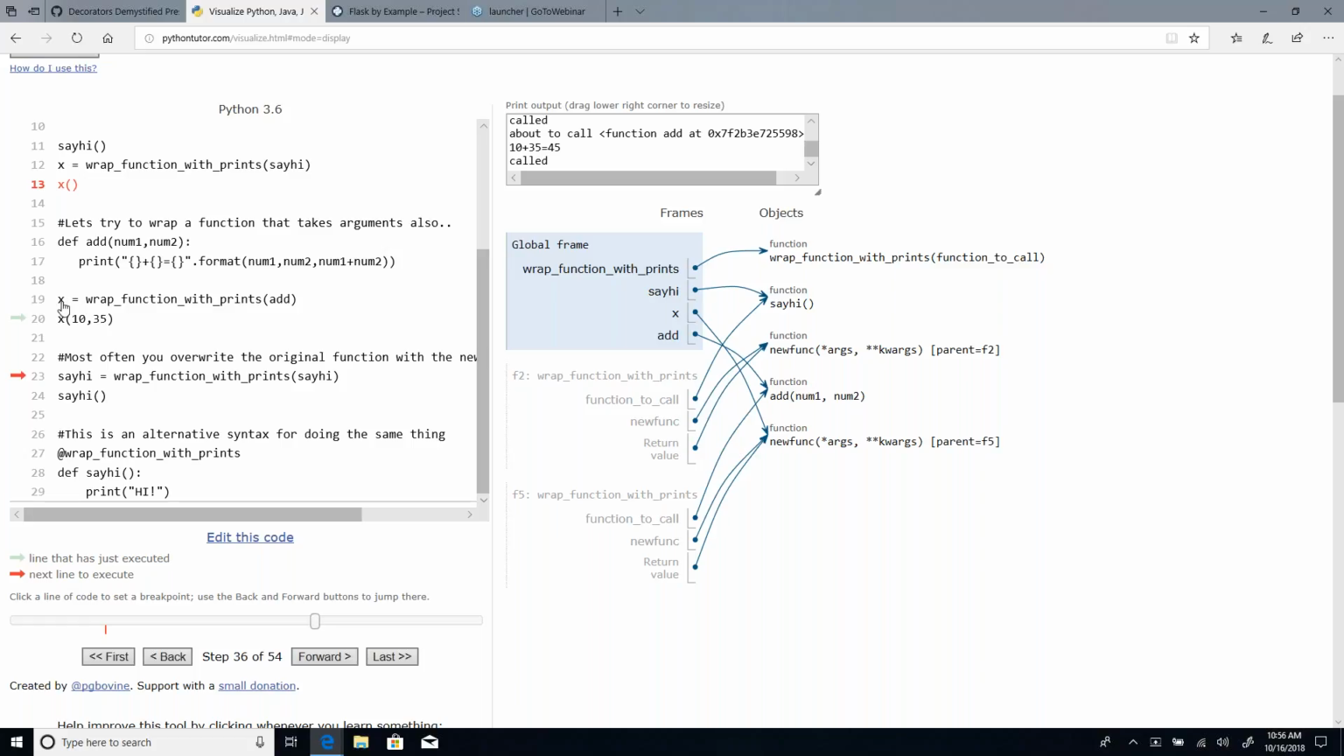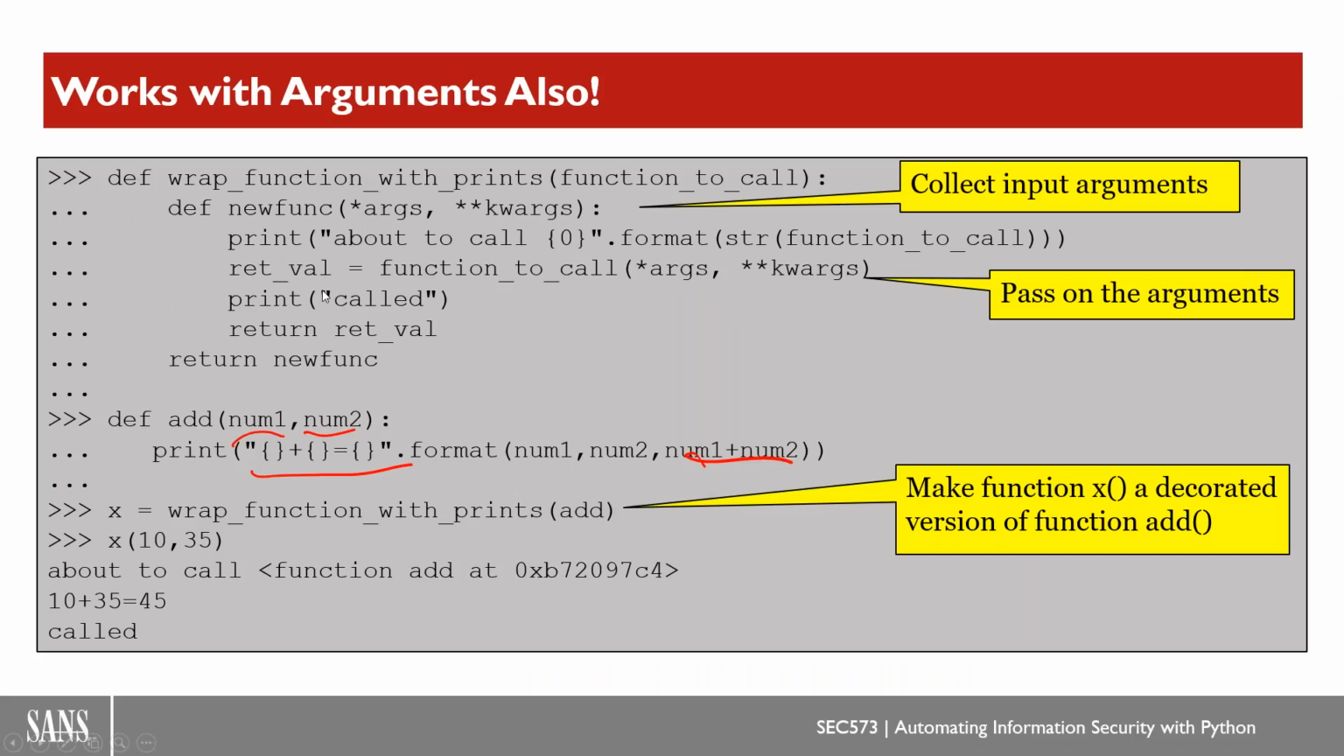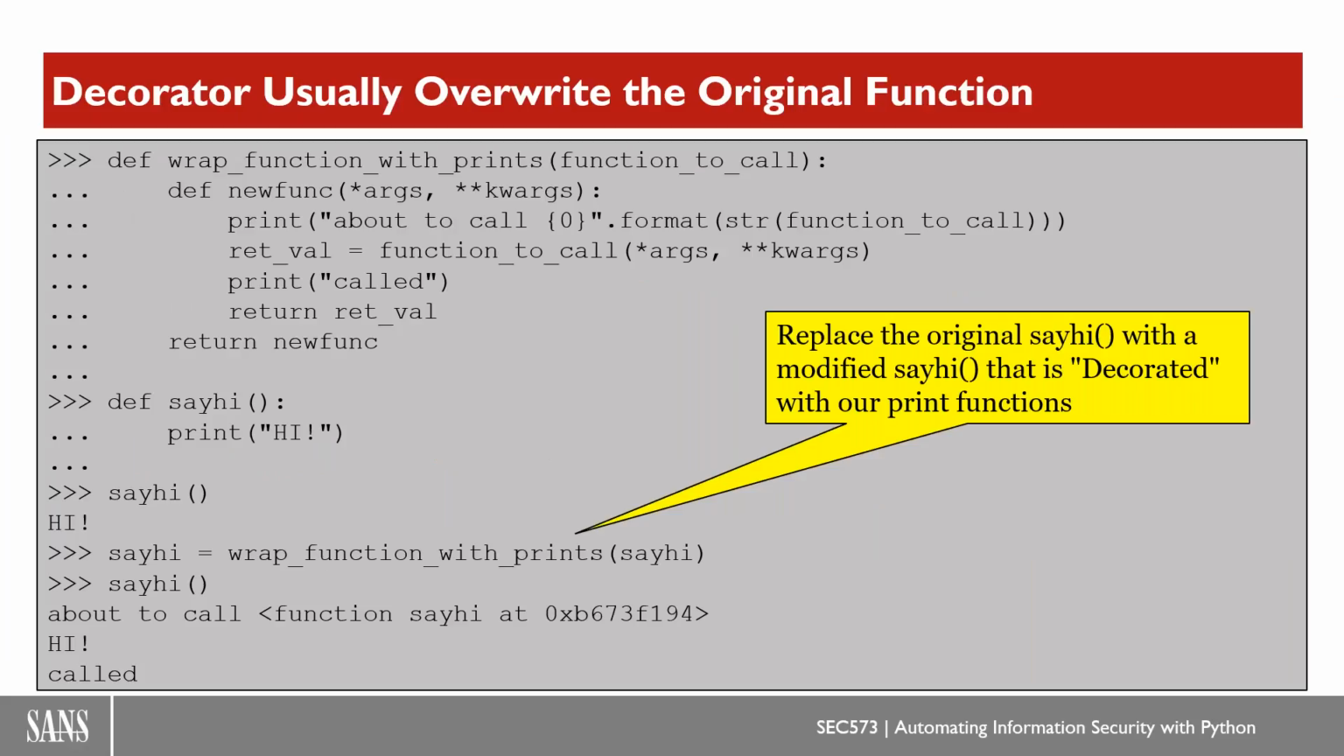Now, in this case, I wrap these things inside of a variable called x. Both of these times I called my function factory and I told it to wrap this function called add, and I wanted to create a new function called x. Okay, but typically decorators will usually, instead of doing that, overwrite the original function. So what I would probably do in creating decorators is if I wanted to decorate, say, say hi with these print statements, I would overwrite the original variable that stored the function, say hi, with the decorated version of say hi.